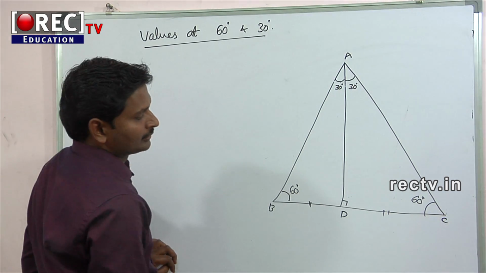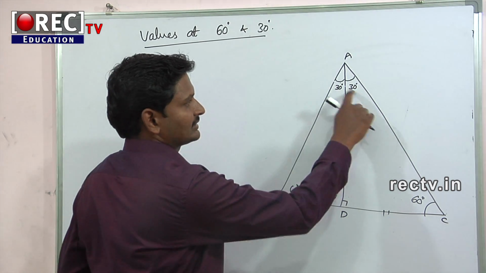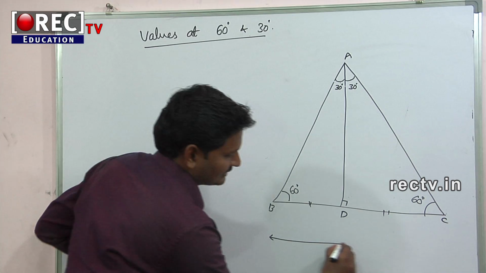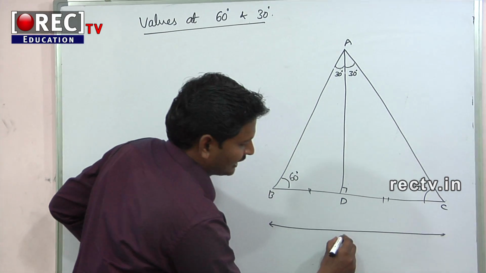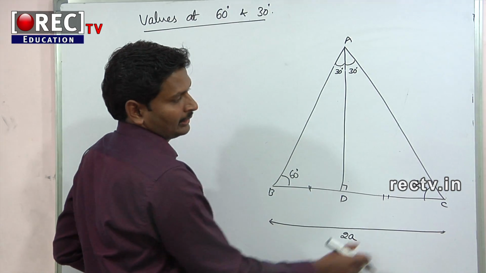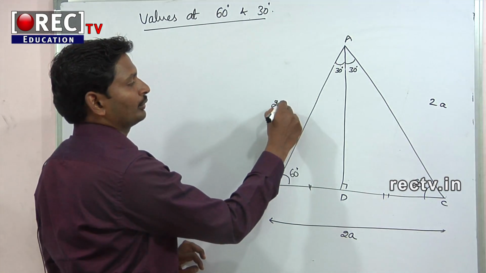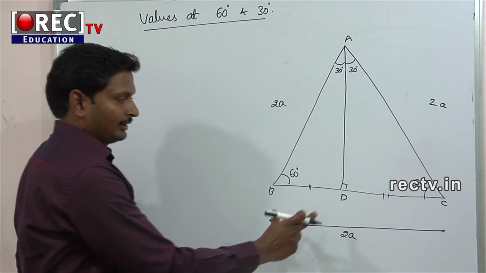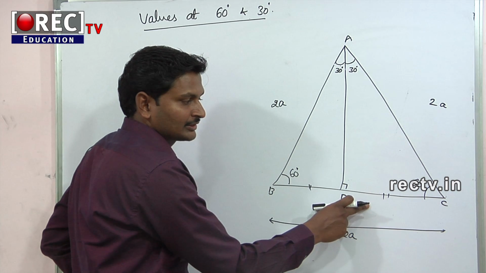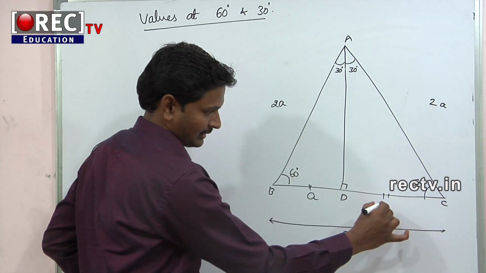ADC, this is a right angle triangle, this angle is equal to 60 degrees and this angle is equal to 30 degrees. First let the side of this equilateral triangle be 2A, so BC is equal to 2A, AC is equal to 2A, and AB is equal to 2A. I said already BD is equal to DC. So this total value is equal to 2A, and each part is exactly half of this, that is equal to A and A.